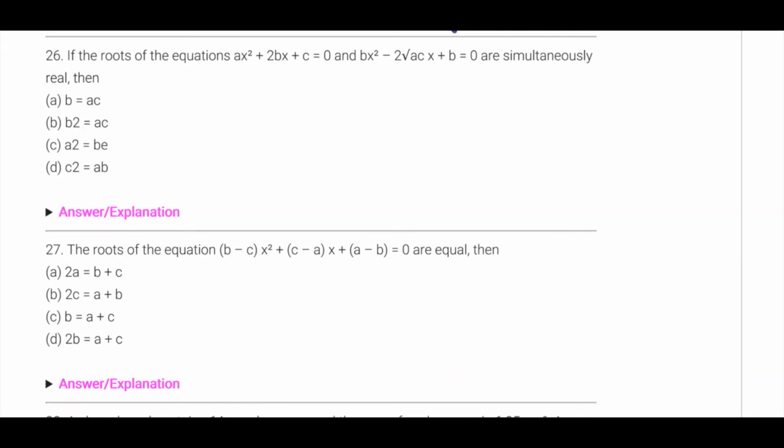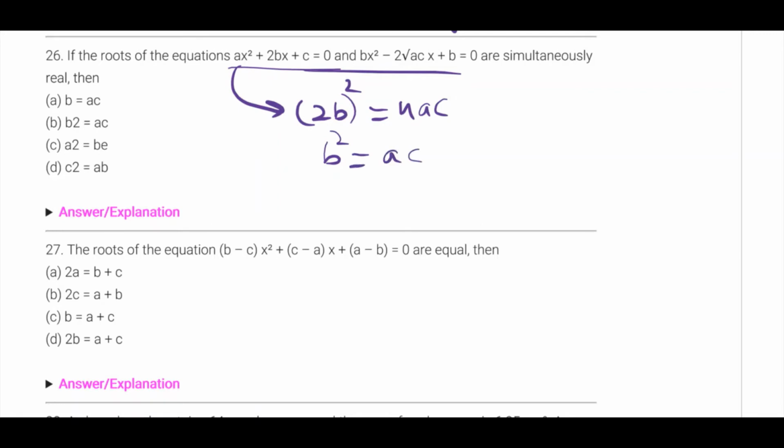If the roots of the equation are simultaneously real, then for the first equation 2b whole square equals to 4ac, that is b square equals to ac. And for the second equation, 2 root ac minus 2 root ac whole square equals to 4 into, here a is b and also c is b, so 4b into b.